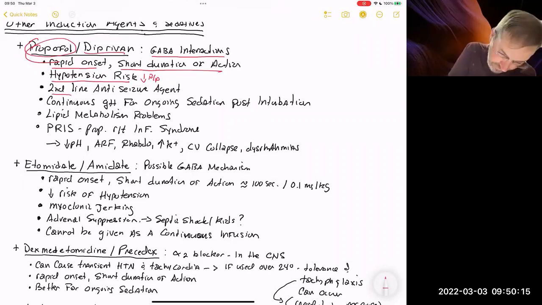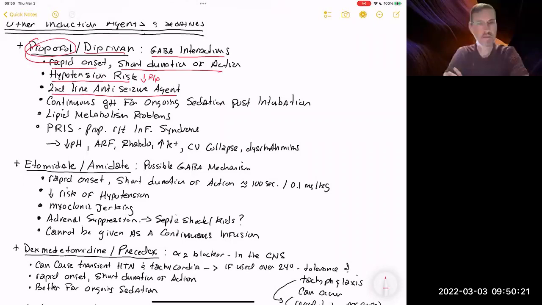And propofol can also be used as a second-line anti-seizure agent. Oftentimes, propofol is used as a continuous infusion. You can give it as a rapid bolus to cause the induction, the onset of a loss of consciousness. But you can also use it as a continuous drip for ongoing sedation, typically after somebody has been intubated. So maybe they're going to be intubated for a period of time, and they're going to be transported, or they're going to be in an ICU.